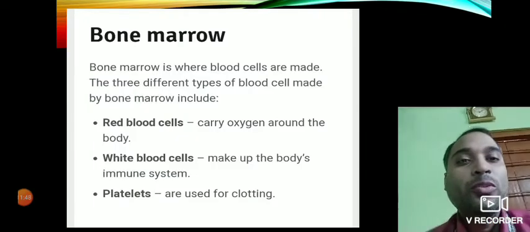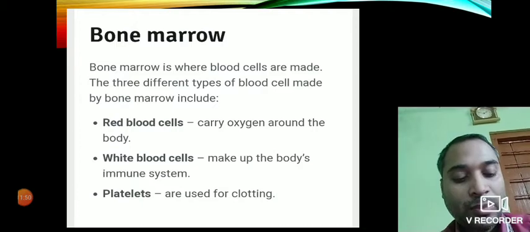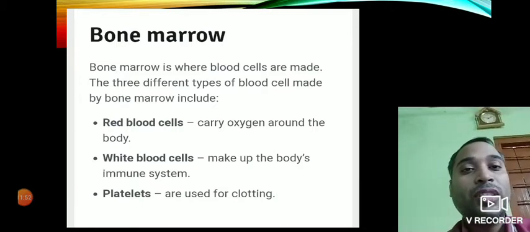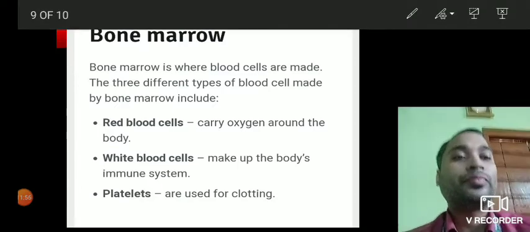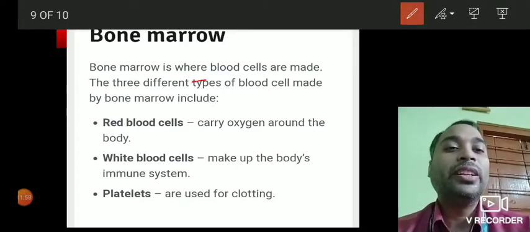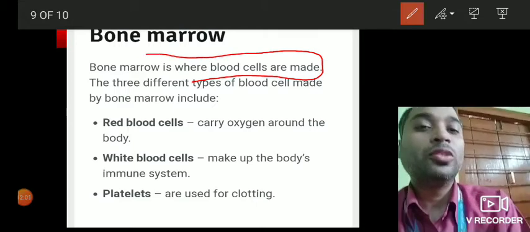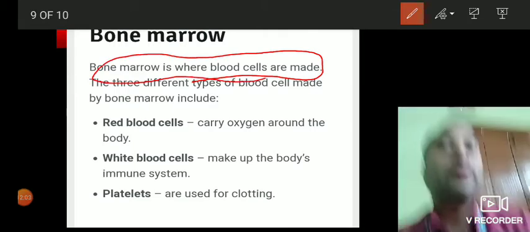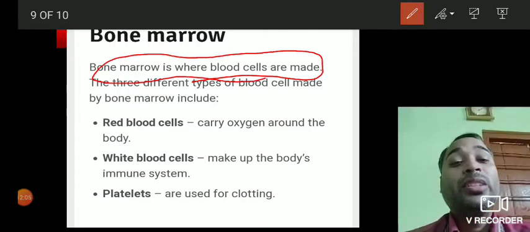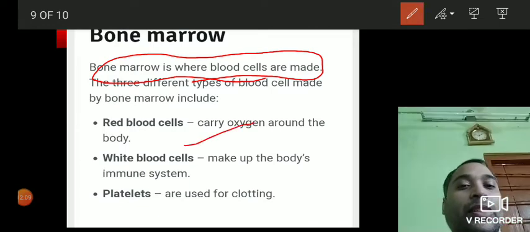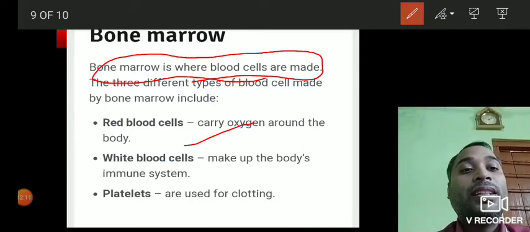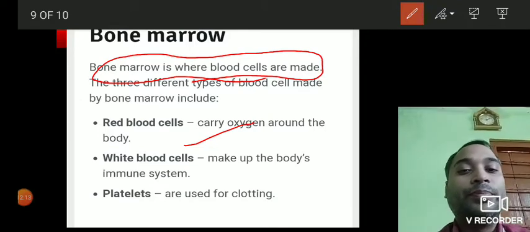Then what is bone marrow? We have already discussed that blood cells are produced in the bone marrow. So bone marrow is a part of bone where blood cells are made. This is an important part of bone. Three types of blood cells are made by bone marrow, which include red blood cells. And what is the function of red blood cells? They carry oxygen around the body.